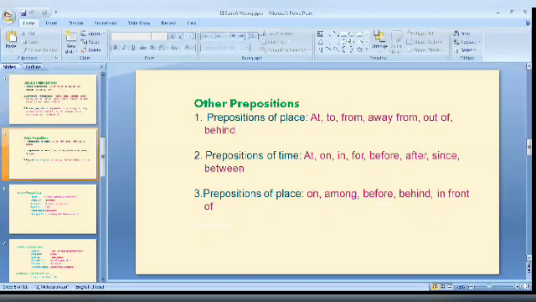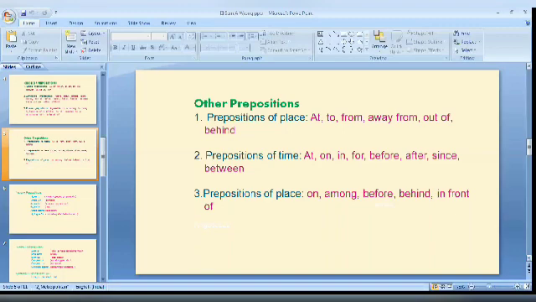Next, we also use some other prepositions according to the situation, according to the context. According to them, these prepositions are divided into three types again. The first type of prepositions are called prepositions of place. The second type are called prepositions of time. And the third type are called prepositions of position.